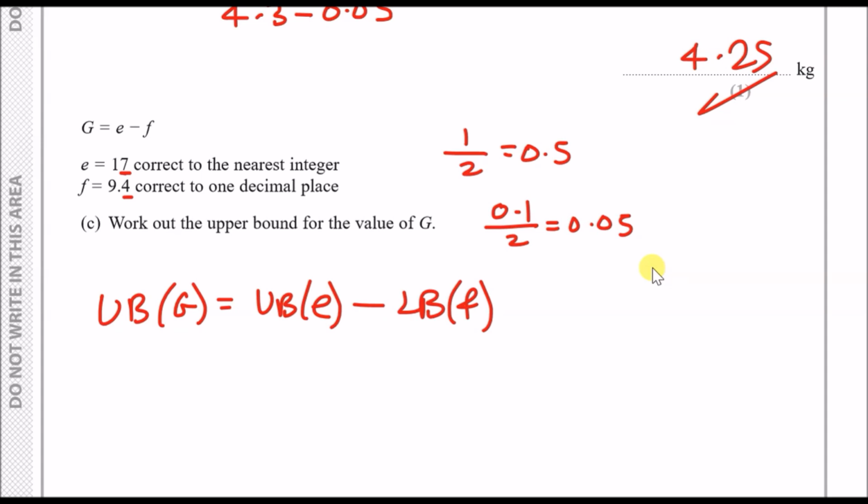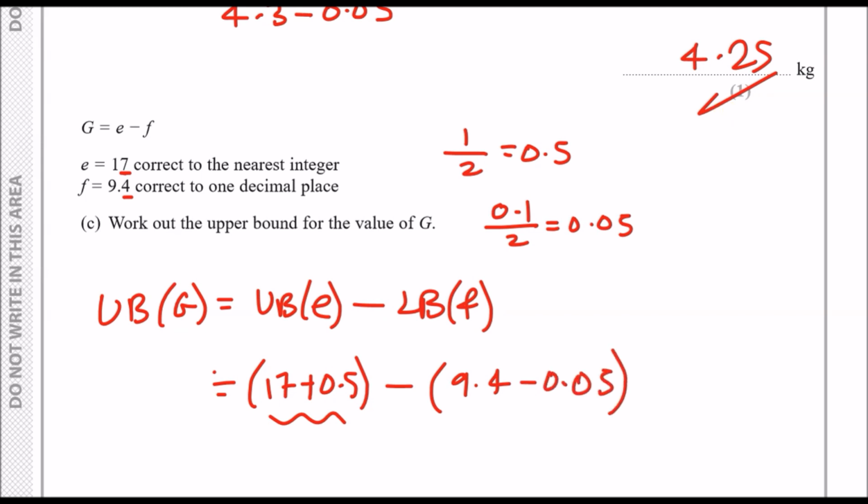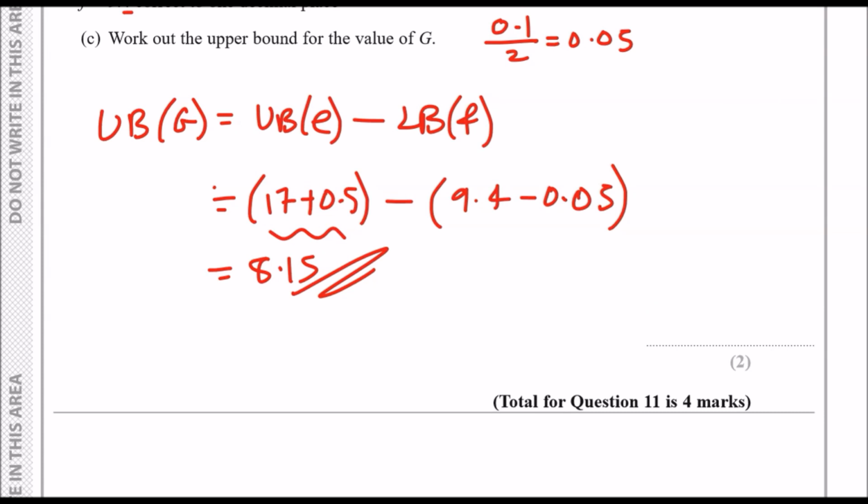And well, if you look at it this way, guys, the upper bound of e is going to be 17 plus 0.5, so we can put it here, 17 plus 0.5, that's the upper bound of e, and the lower bound for f will be 9.4 minus 0.05, and then when you compute it, you should get an answer of 8.15. And I think we are done.